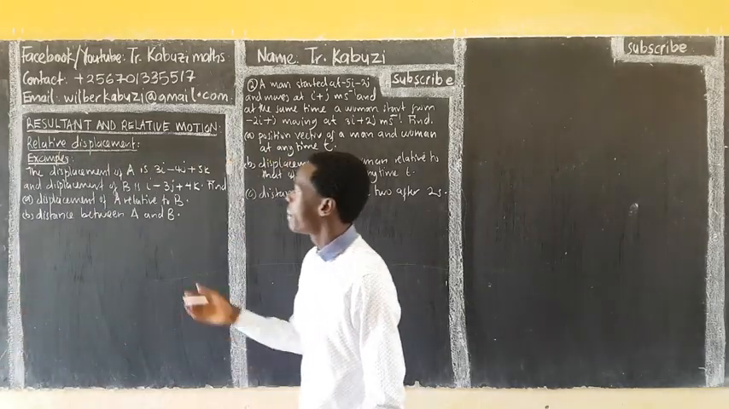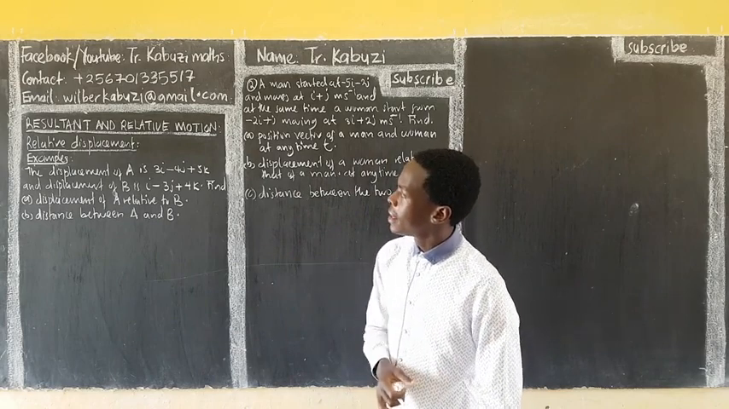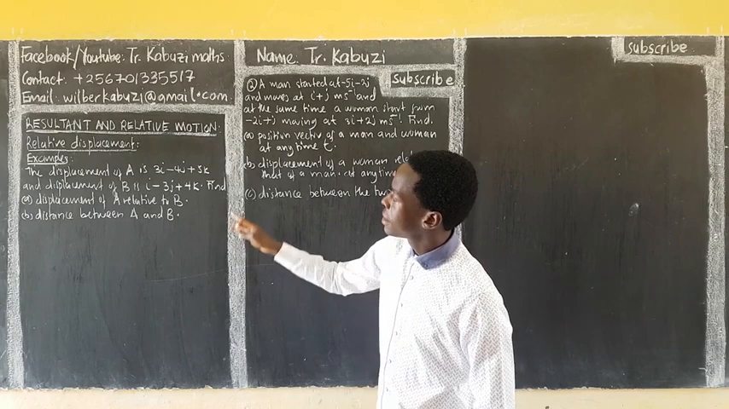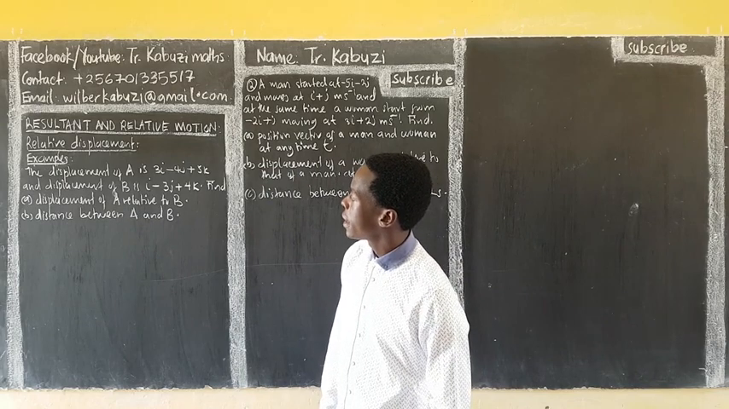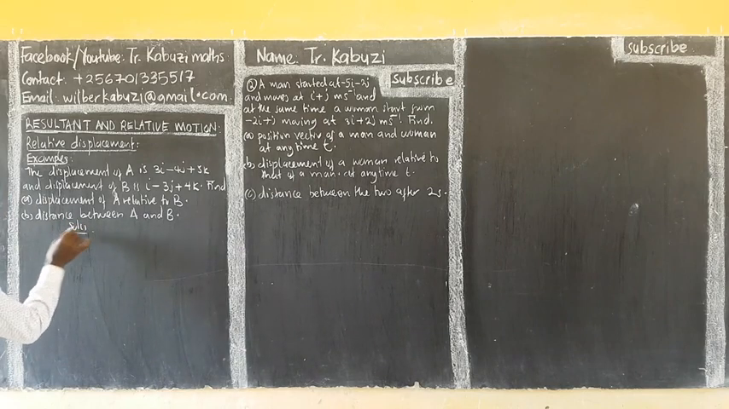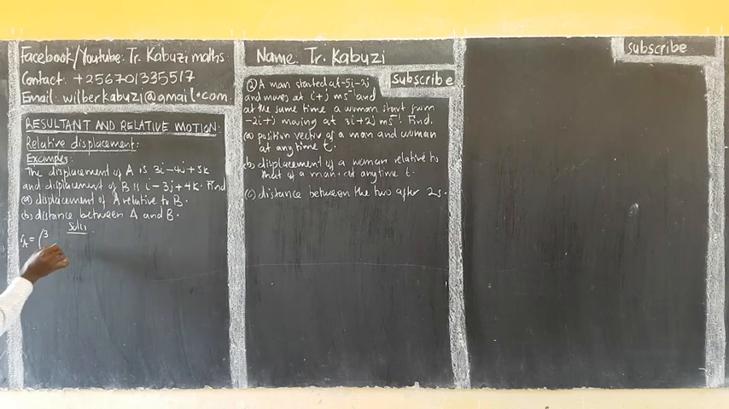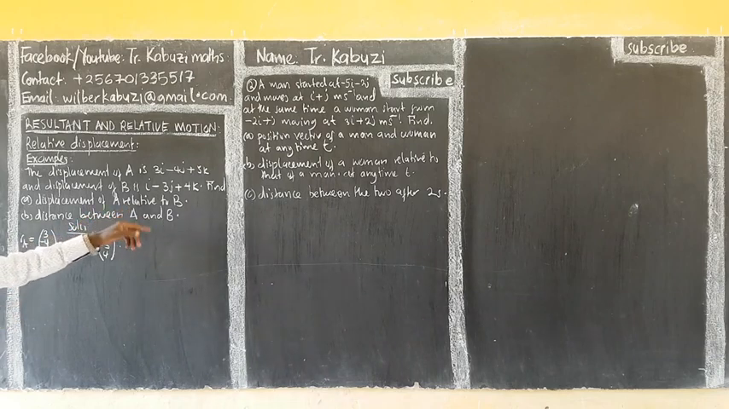Okay, let us start by seeing examples of how we can apply the displacements we have seen. So, the displacement of A is this, and the displacement of B is this. Find the displacement of A relative to B. They are giving us the displacement of A, R A, as a column vector, 3, -4, 5. Then they are giving us that one for B as 1, -3, 4. Find the displacement of A relative to B.